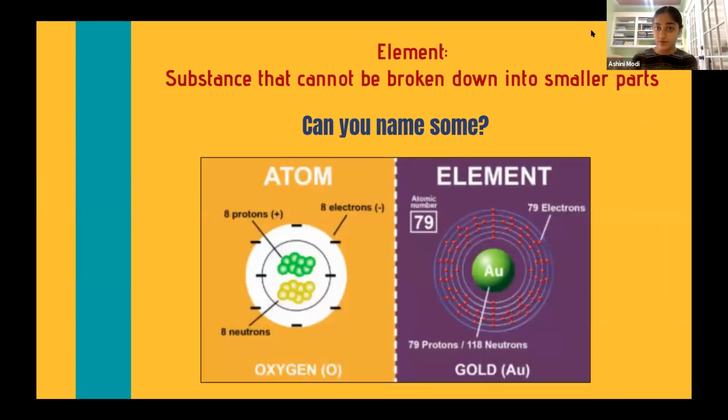So, something really important that's a big part of matter are elements. Elements are substances that cannot be broken down into smaller parts. So, if you try to cut an element in half, you're never going to be able to split that element into a smaller part that's not the element. So, can anyone name some elements? We talked about hydrogen, we talked about carbon. Does anyone know any other elements?